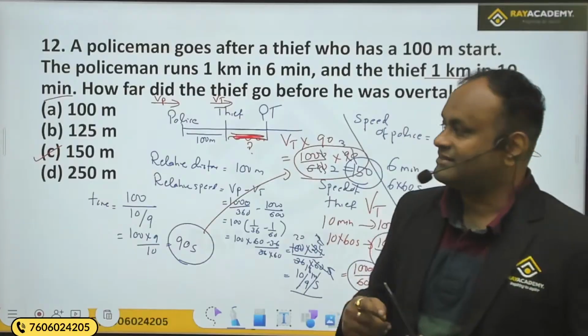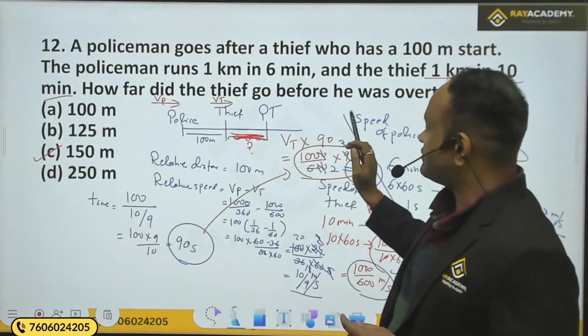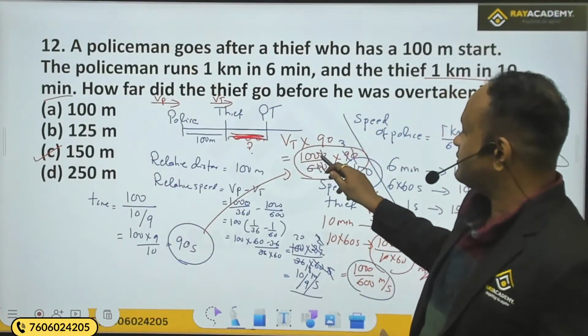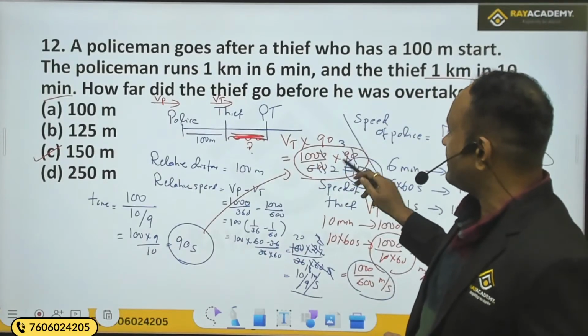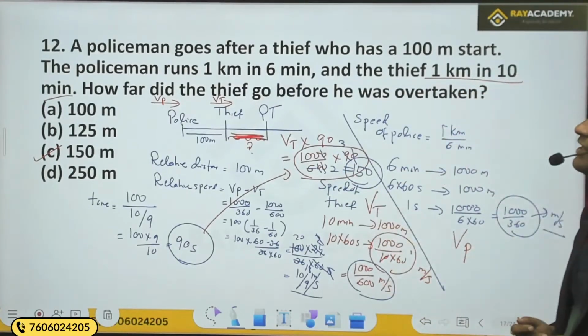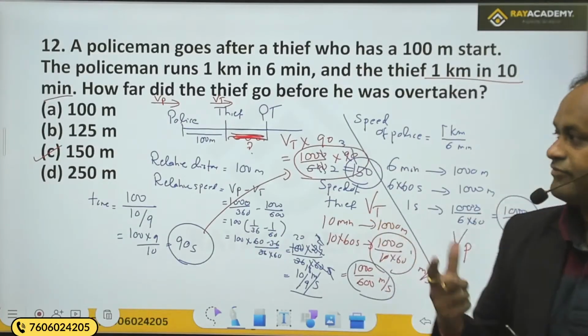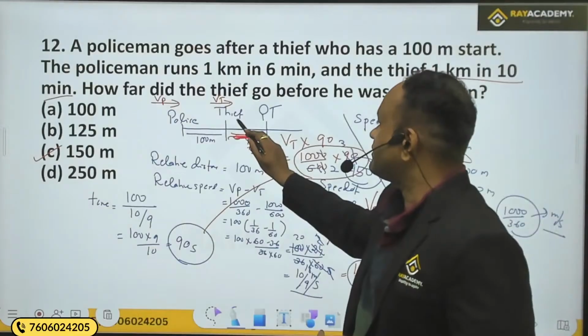So up to 90 seconds the thief was running. So that is vt, 1000 by 600, the speed of the thief, multiplied with 90, and you get 150. So the right answer for this question is 150 meters. So the thief has traveled 150 meters.